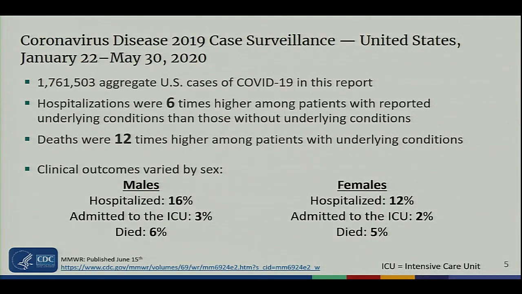An MMWR was recently published describing COVID-19 case surveillance through May 30th. Through that time, there were over 1.7 million cases reported to CDC, and hospitalizations were 6 times higher among patients with reported underlying conditions, and deaths were 12 times higher. Several clinical outcomes varied by sex. Males were hospitalized, admitted to the ICU, and died at a slightly higher percentage compared to females.